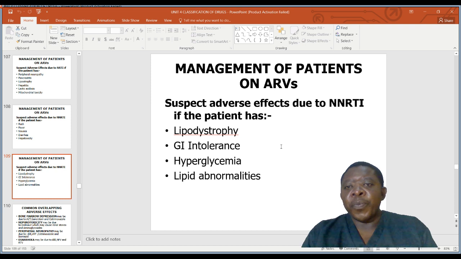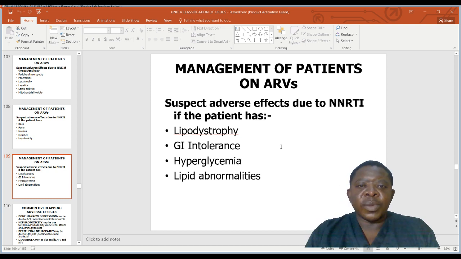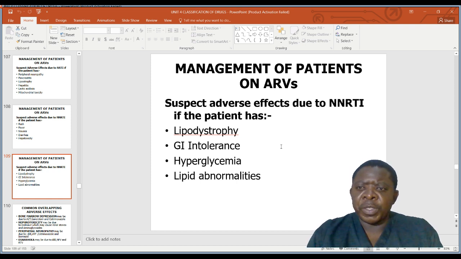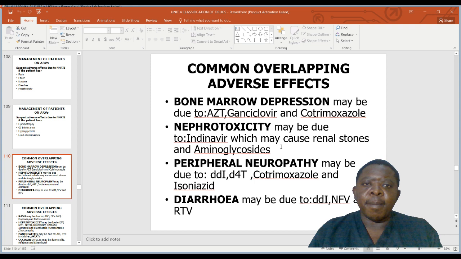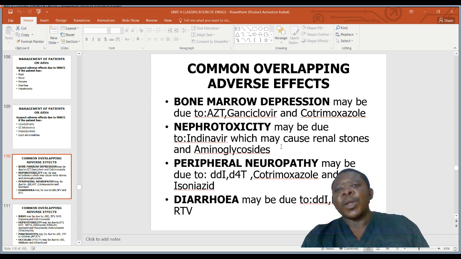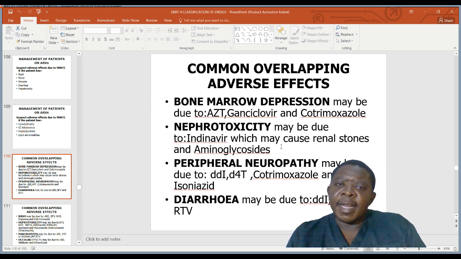Okay, you can suspect the adverse effect is due to NRTI if the patient has lipodystrophy, or has GIT intolerance, or has hyperglycemia, or may have lipid abnormalities. Okay, what are the common overlapping adverse effects?